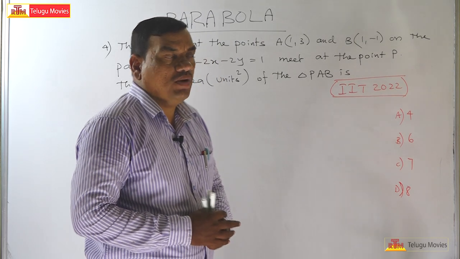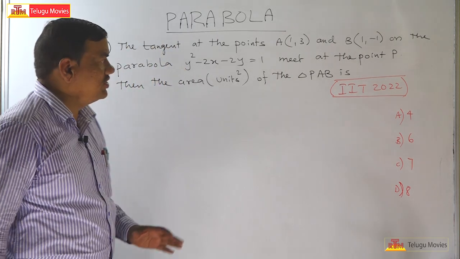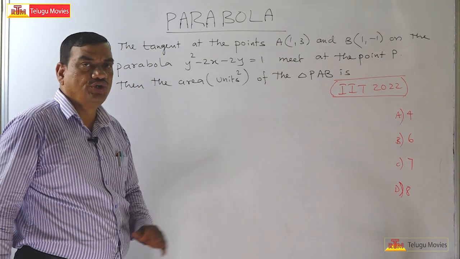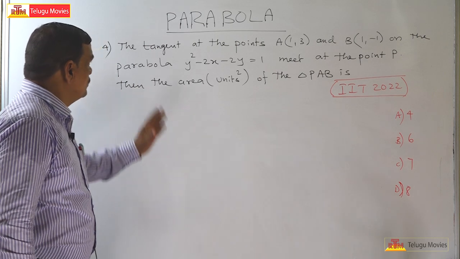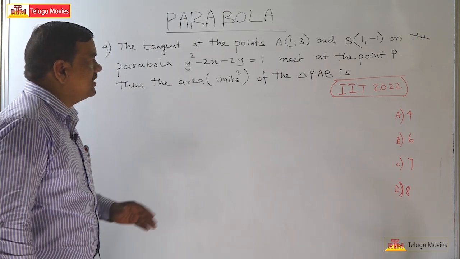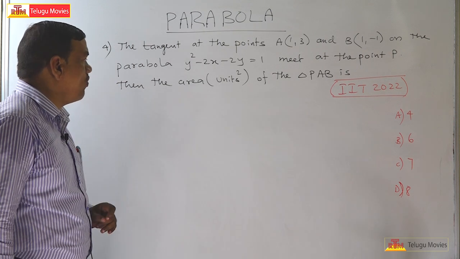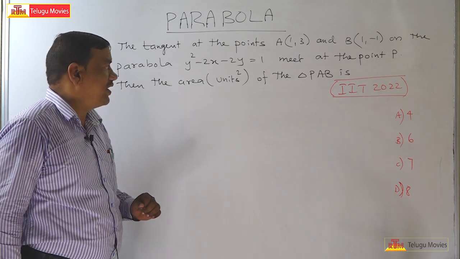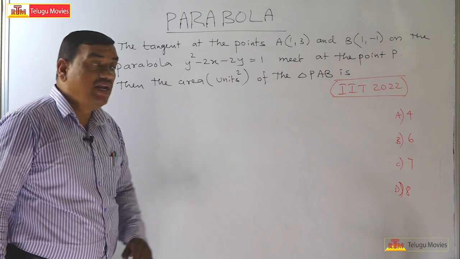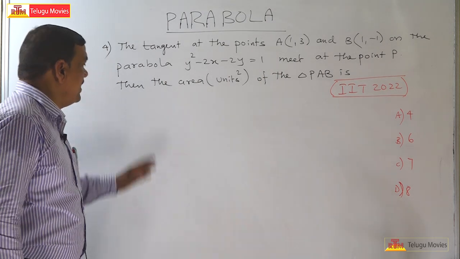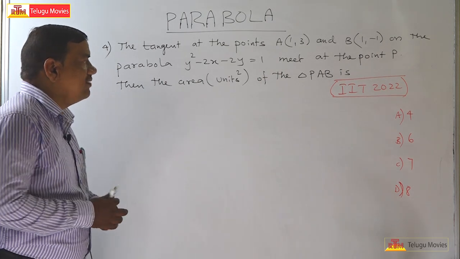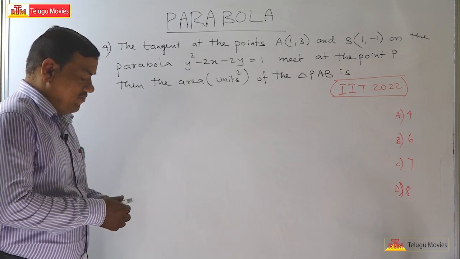Welcome to the next problem. So very, very easy problem. It is also given in the 2022 latest paper. The tangents at the points A(1, 3) and B(1, minus 1) on the parabola y square minus 2x minus 2y is equal to 1 meet at the point P, then the area of the triangle PAB is, right. Very easy problem.